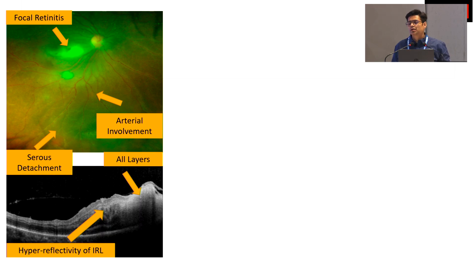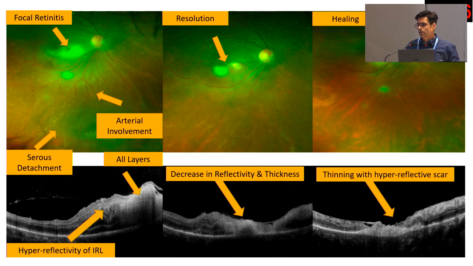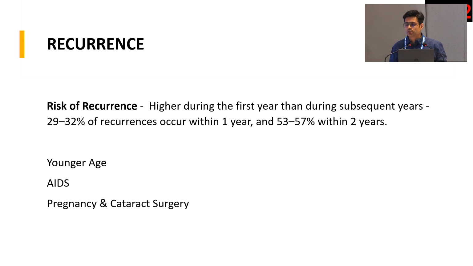As you can see, there was an area of focal retinitis, there was arterial involvement, and on OCT you can see the disorganization, with all full-thickness layers of the retina being involved. As you start the treatment, it starts resolving, the reflectivity is decreasing, the thickness is decreasing, and now there is necrosis that you can see, and it is more pronounced when it is almost complete.